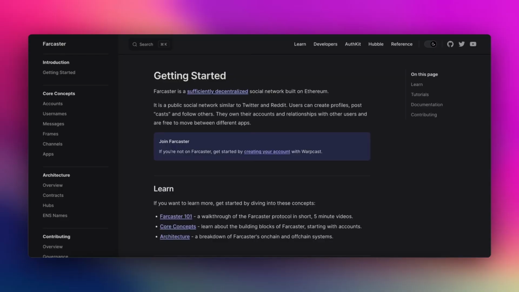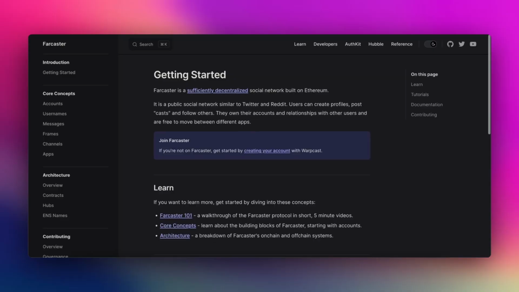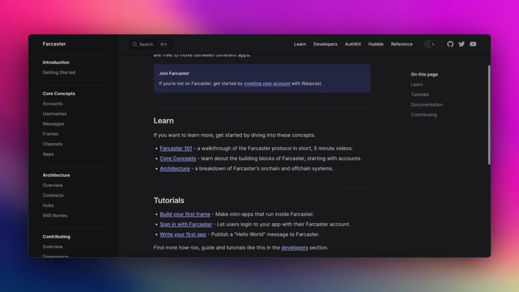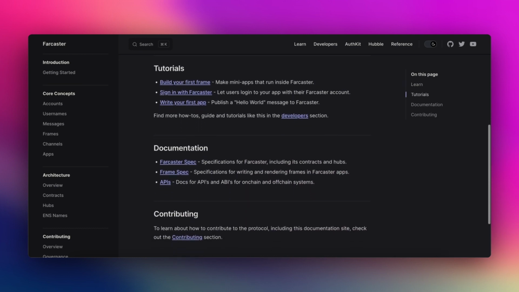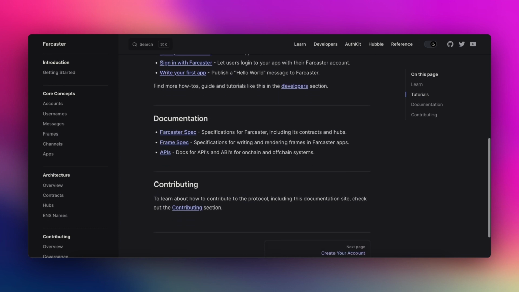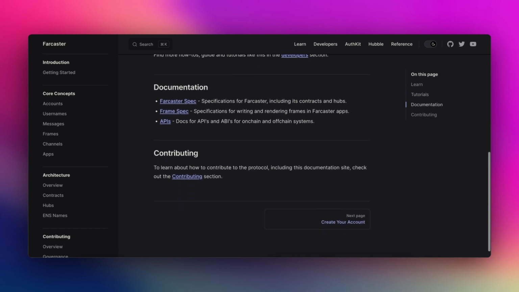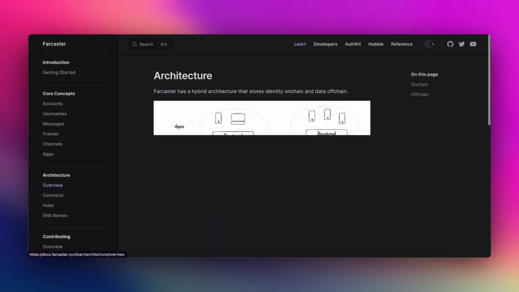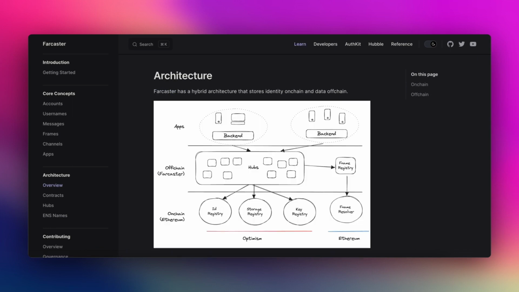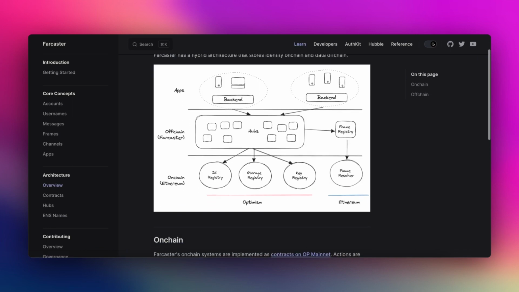First up, let's talk about Farcaster. It's the underlying protocol that powers a network of decentralized social media platforms. Think of Farcaster as the foundation or the engine behind the scenes, designed to facilitate decentralized communication and interaction on the blockchain. Farcaster is all about interoperability, censorship resistance, and user autonomy.